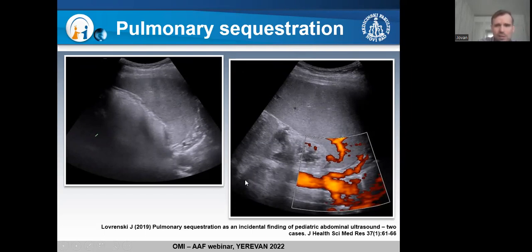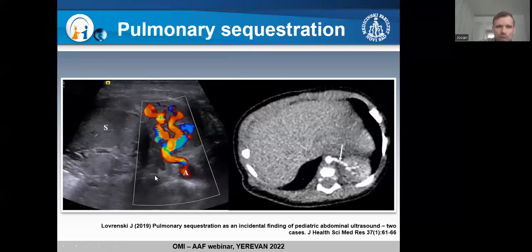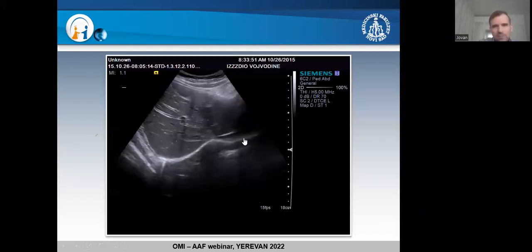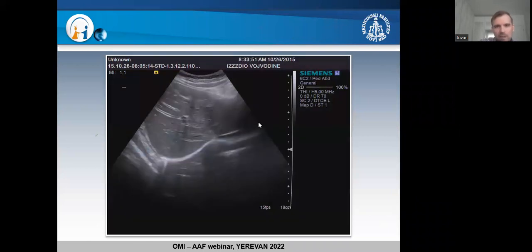And when I put on some color and power Doppler, you can see here that this small part of the left lung base is getting a systemic arterial supply from the aorta. So this was a pulmonary sequestration. Another example of pulmonary sequestration, this is the aorta, and look how rich the vascularization is that this part of lung within the left lung base is getting, and this was confirmed on the CT. So this was a very interesting case. Look at this. So this is normal.